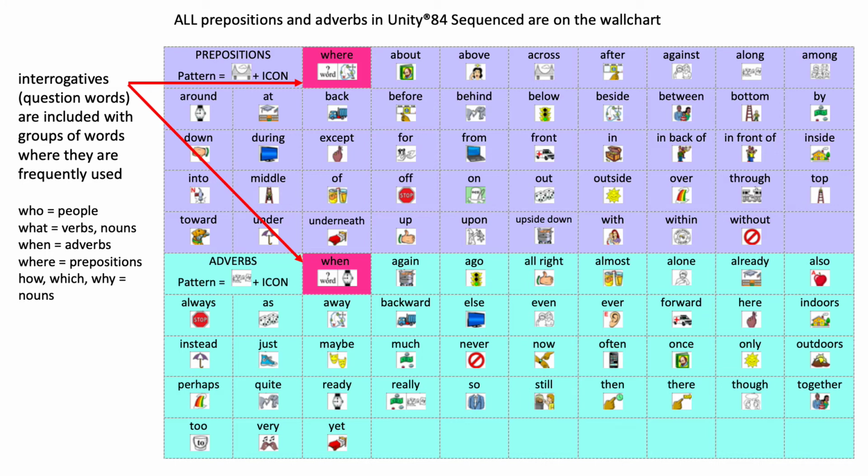Page 6 starts the next column in the wall chart and shows all the prepositions and adverbs currently programmed in the Unity 84 sequence program. I want to point out that there is no dedicated section on the wall chart for question words. Rather, they are interspersed throughout the chart. Who was with people words, what is repeated with the verbs and nouns, where is with the prepositions, when is with the adverbs, and you'll see on the next slide that how, which, and why are with the adjectives.